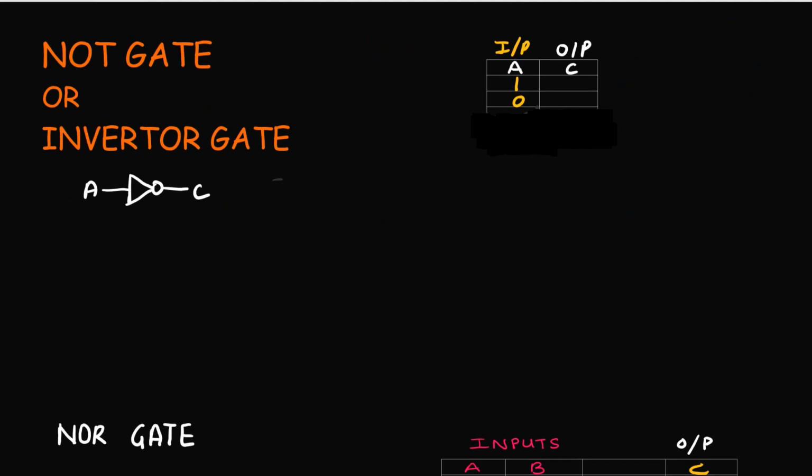Coming to the next gate, which is the NOT gate or the inverter gate. One major difference between the NOT gate and the OR and AND gates is that both the other gates have got two inputs, whereas this gate only has one input and one output. So there's only one column for the input and one column for the output. It's very simple, the working of the NOT gate. It's an inverter gate. It reverses the input. So if the input is high, output is low. If the input is low, output is high. So write the opposite values, and that's how you make your truth table for the NOT gate.